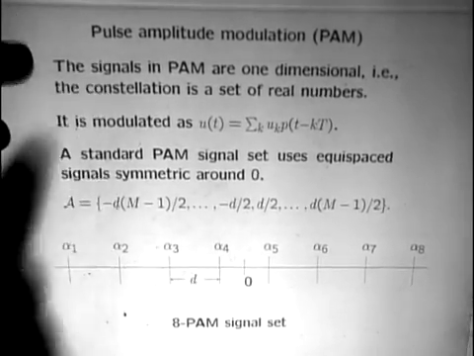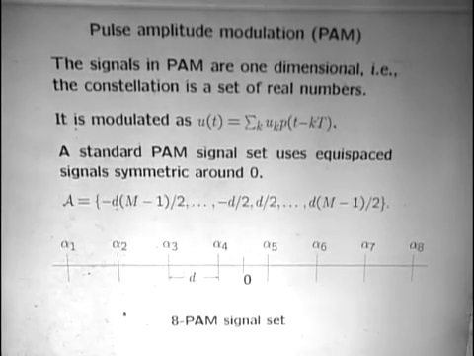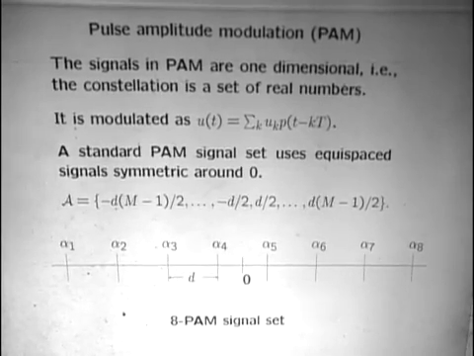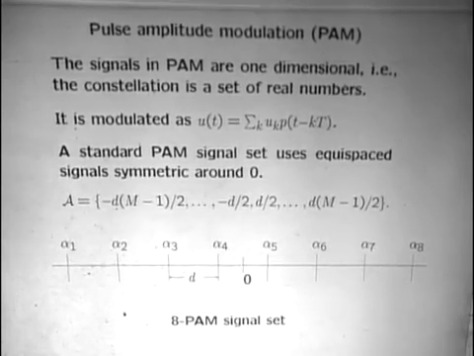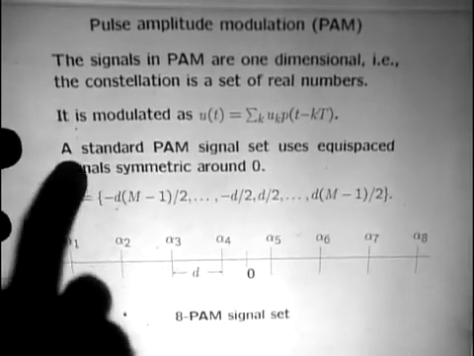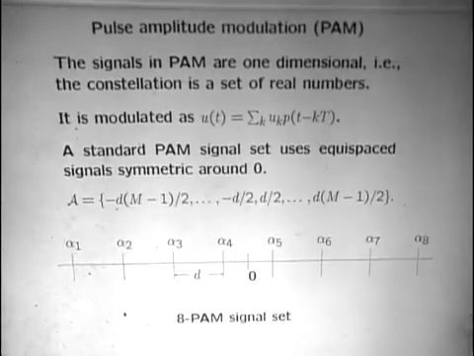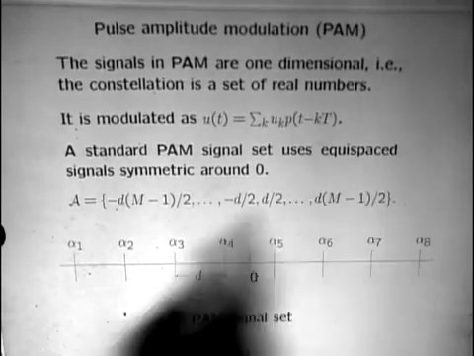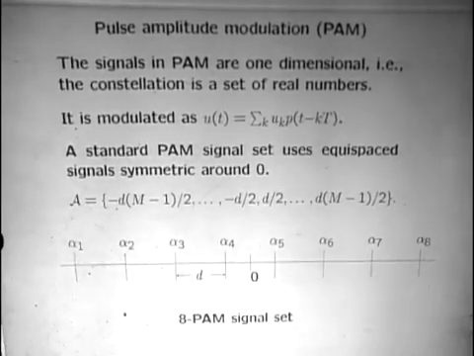So we're doing two things here when we're talking about PAM. One, we're talking about generalizing this binary signal set. And two, we're talking about generalizing the sinc function into some arbitrary impulse response. Okay, so a standard PAM signal set uses equispaced signals symmetric around 0.